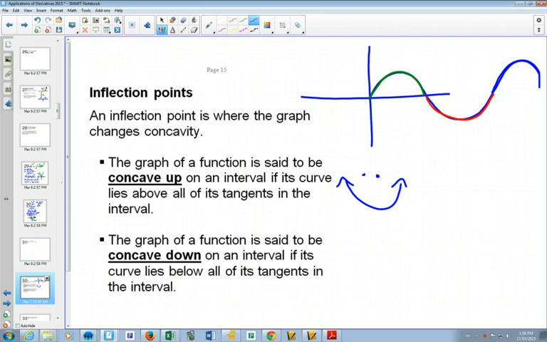Okay? So whenever you draw a tangent here, no matter where you draw that tangent, the curve is above those tangent lines. And wherever it's concave down, if you would draw tangents on there, the curve is always below those tangents. Kind of looks like a mustache. Nice.